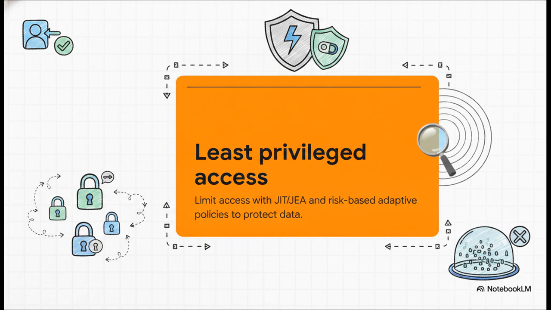The second pillar is use least privileged access. Giving everyone standing administrator rights is basically a recipe for an absolute disaster. Instead, what we want to do is limit user access by utilizing just-in-time and just-enough access. You'll often hear this referred to as JIT and JEA. By coupling this approach with risk-based adaptive policies, we make sure that users only have the exact permissions they need right exactly when they need them, and only for as long as they need them. This dramatically minimizes the potential damage if an account actually does get compromised.